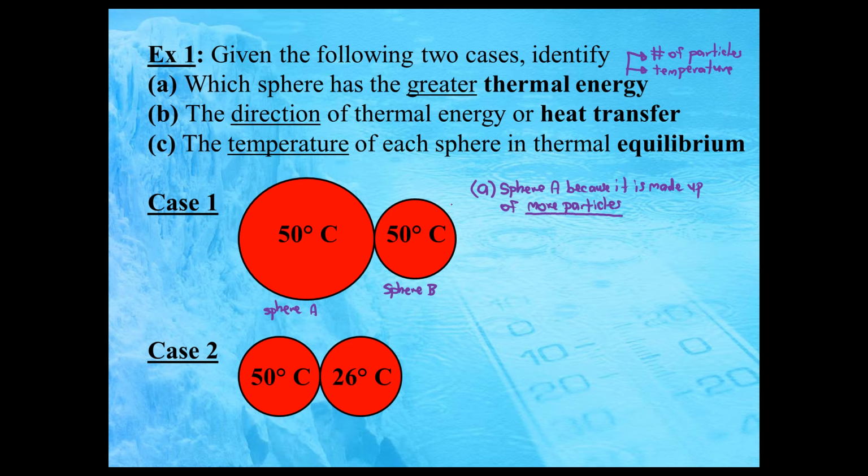So that's a deciding factor. B, what is the direction of thermal energy or heat transfer? Well, we know that heat always transfers from a hot to a cold object. So which one's the hotter object and which one's the colder object, sphere A or sphere B? Well, you can't really compare them. They're both at the exact same temperature.